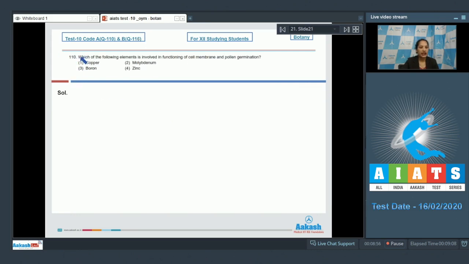Question number 110. Which of the following elements is involved in functioning of the cell membrane and pollen germination? For pollen germination and the functioning of cell membrane, the element which is involved is boron. So the correct option for the given question is option number 3. Let's move to the next question.